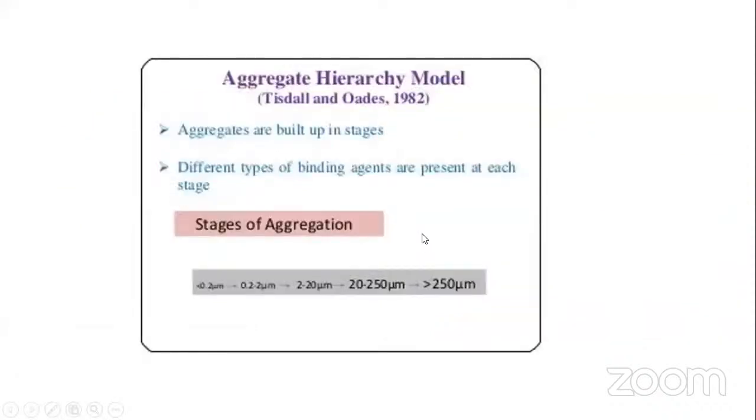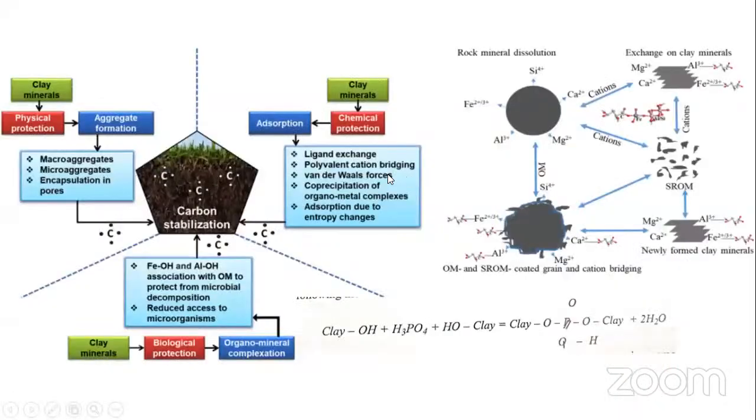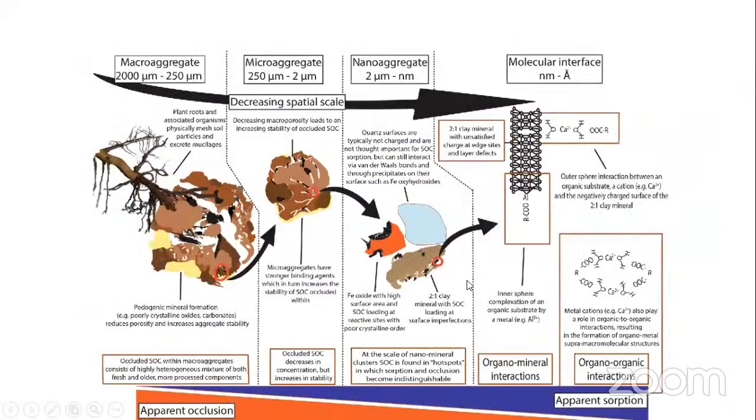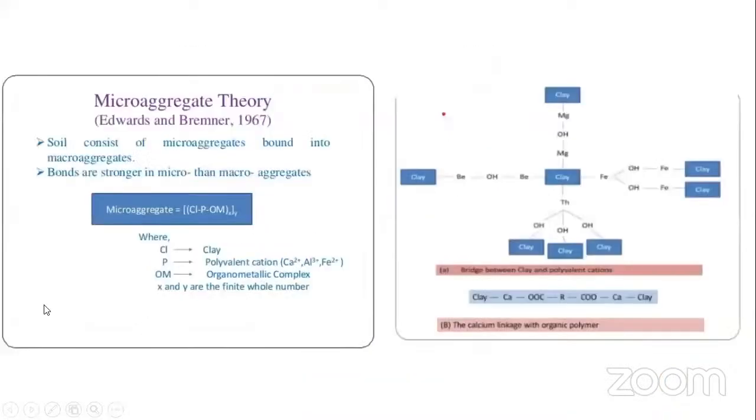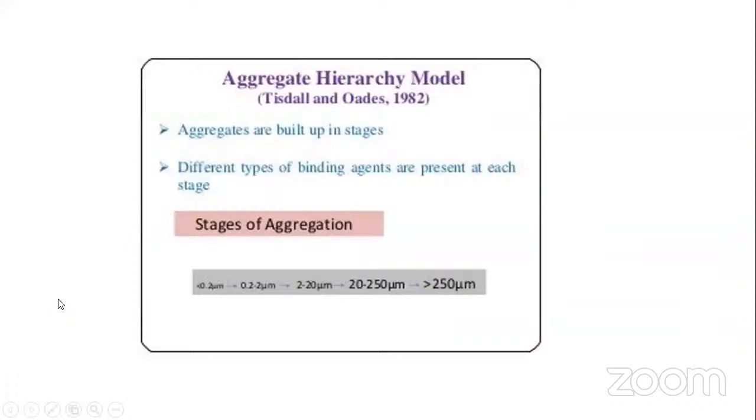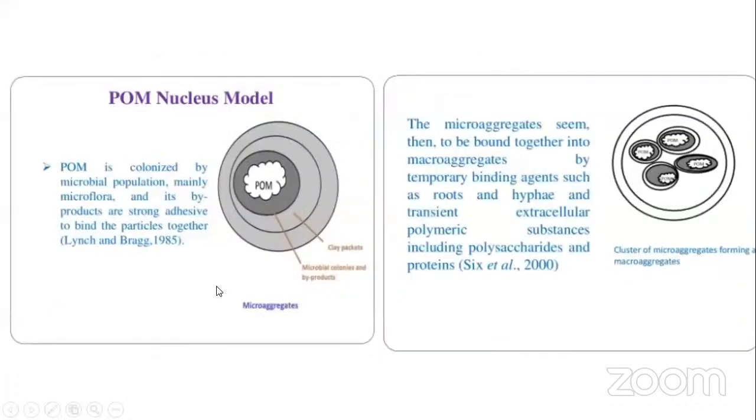And for the aggregate hierarchy model, which I explained there also, it is this. I told first soil particles coagulate and flocculate to form nano aggregates, then nano aggregates again cement to form microaggregates, and microaggregates again cement to form macroaggregates. Like this. These are the stages of aggregation.